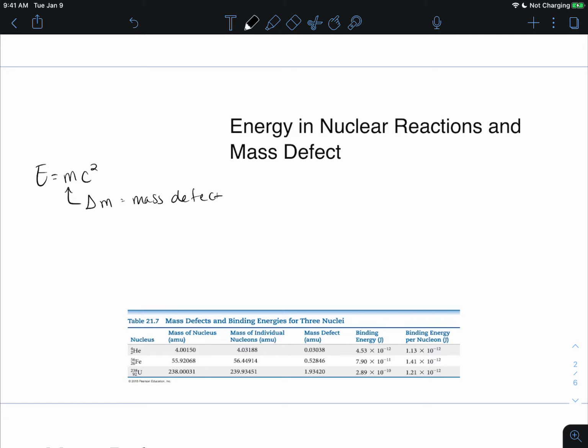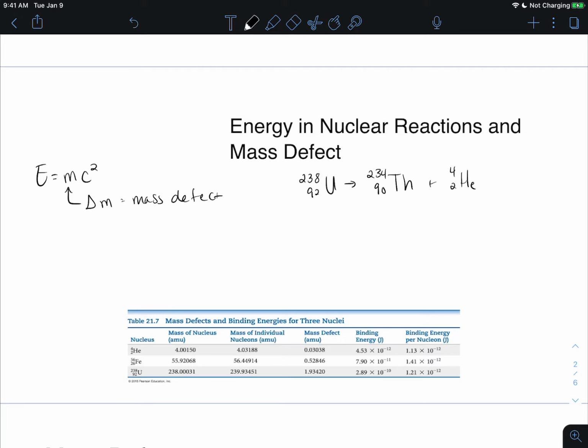So using this equation, we can find out how much energy is released during a nuclear equation if we know what the mass defect is. For instance, if we have uranium-238 and it goes to thorium-234, and it also releases an alpha particle.